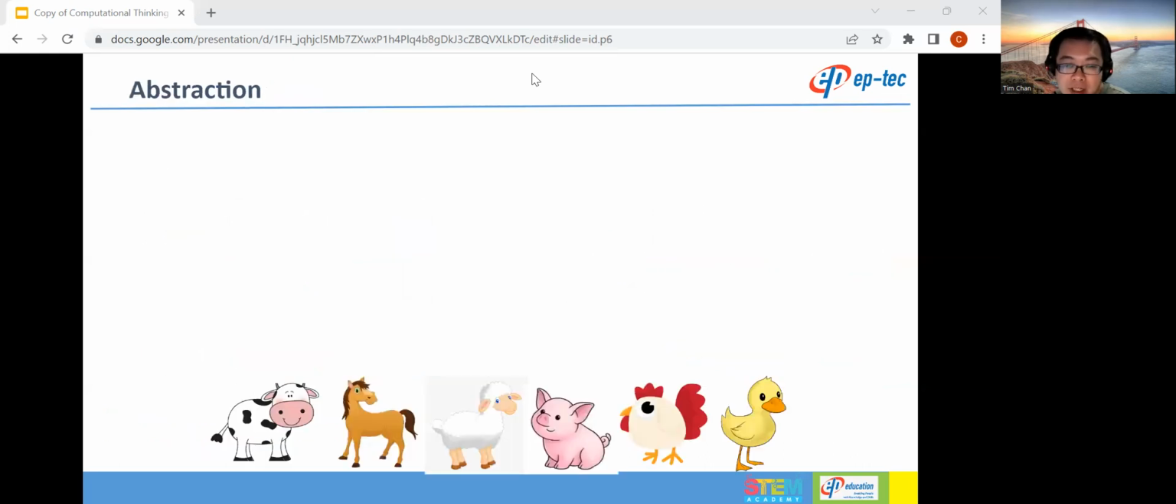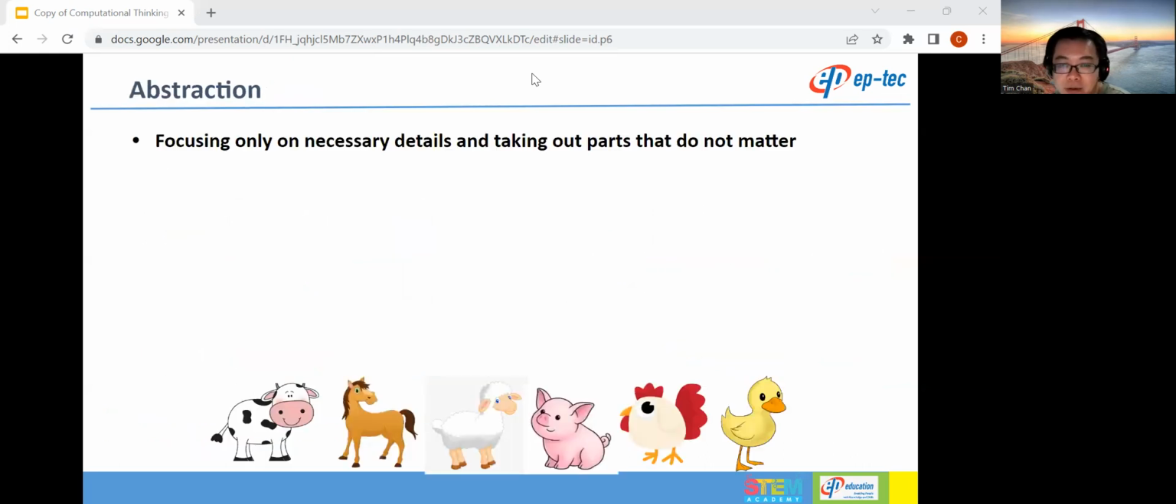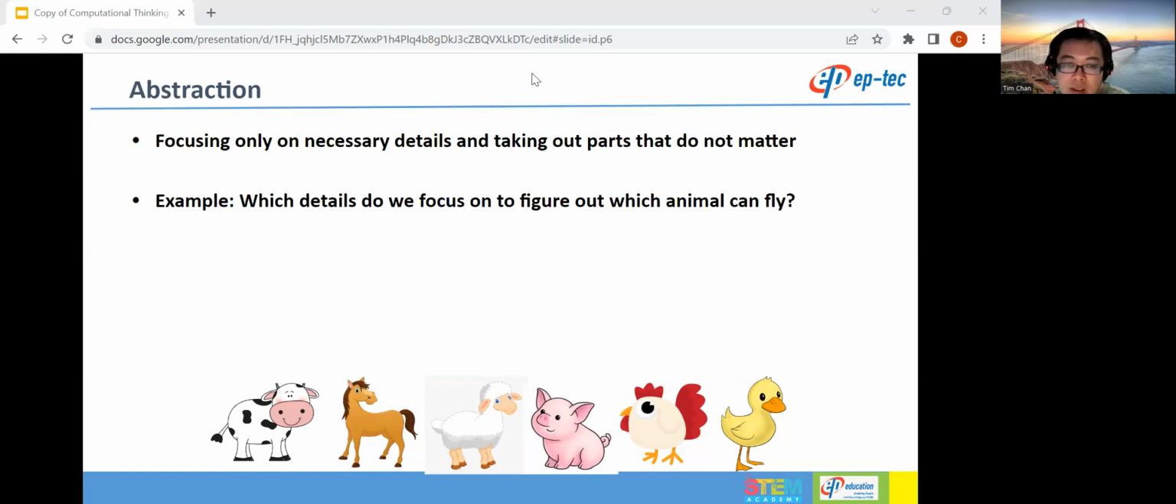Okay, next is abstraction. So what is abstraction? It is about focusing on the necessary detail and taking out parts that do not matter. Over on this slide itself, you can see that there are 6 cute animals. So the question to you, to understand what is abstraction: which detail do we focus on to figure out which animal can fly?